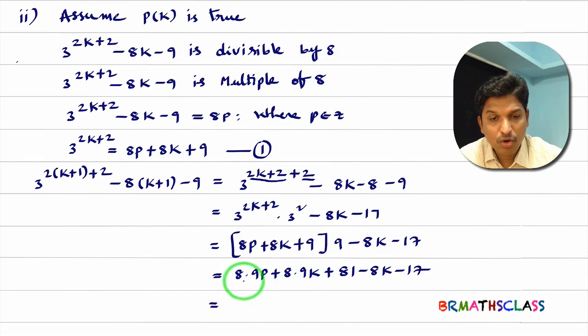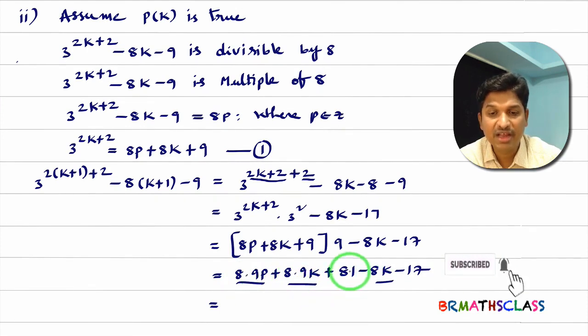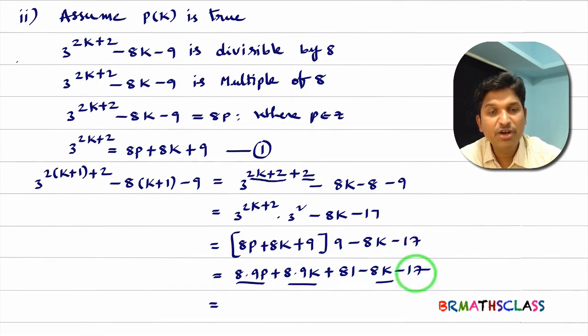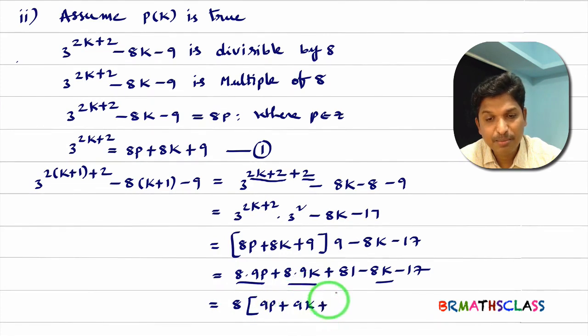You see here, in this term 8 is there, in this term also 8 is there, in this term also 8 is there. 81 minus 17 is 64. That means in all these terms you can take 8 common. So take 8 common, what will you get? You will get like this, 9p plus 9k plus, see, 81 minus 17 is 64 now.